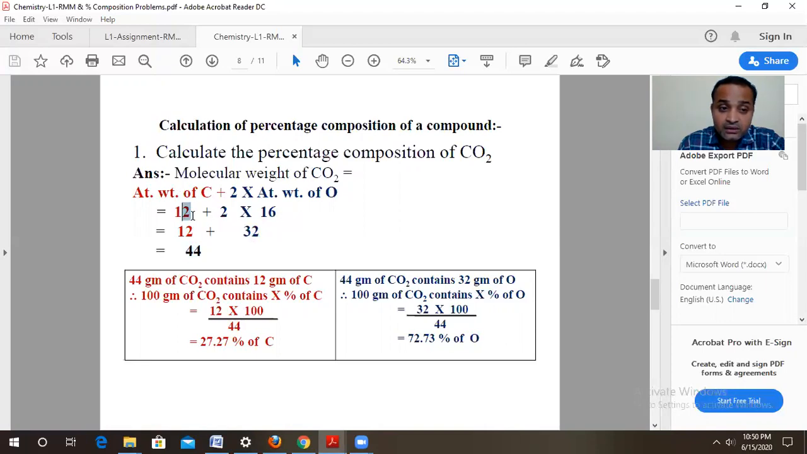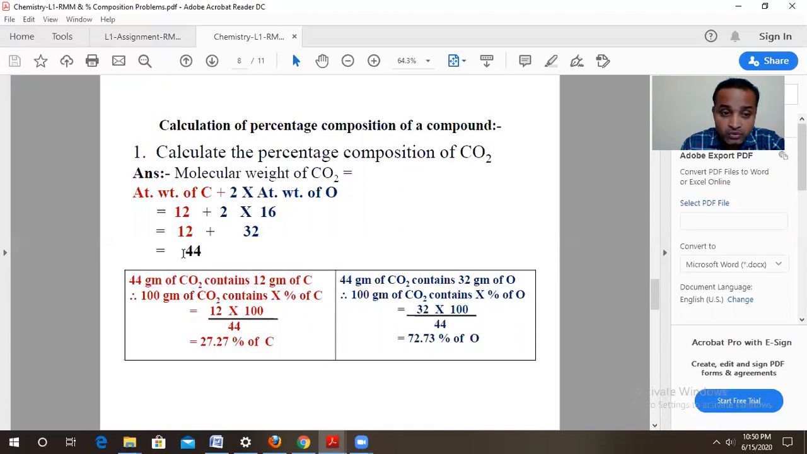One carbon, that is 12, plus 2 atoms of oxygen, so 2 into 16. 16 is the atomic mass of oxygen. So 12 plus 32, that is 44. We have seen this. So in this 44 grams of carbon dioxide, 12 grams of carbon is present.